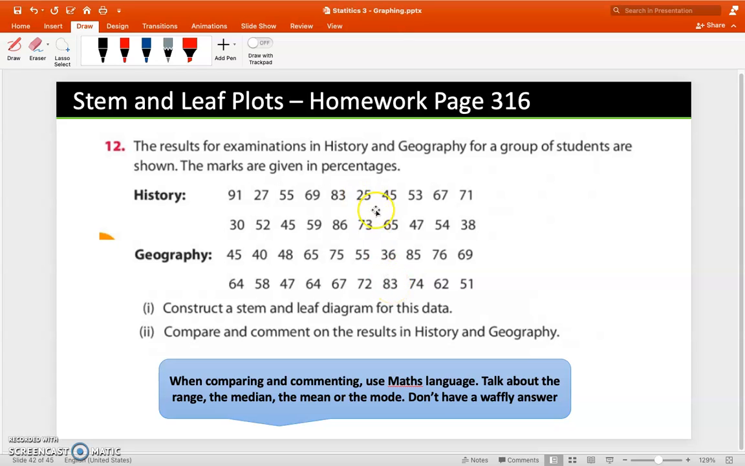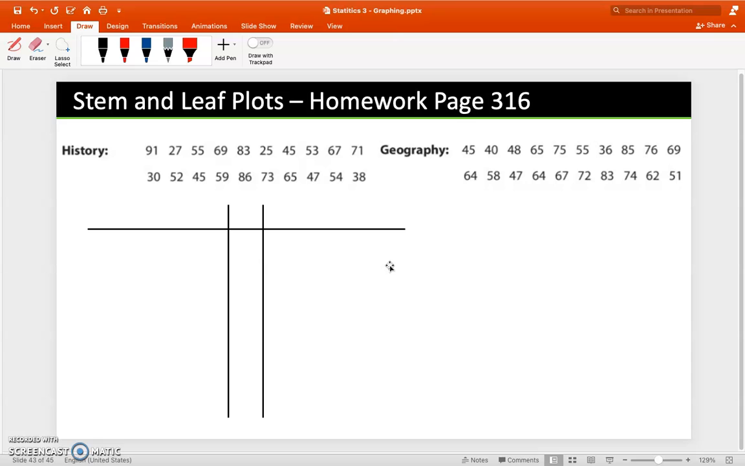So one thing to say is maybe the history teacher isn't as good as the geography teacher, because nearly everybody's passing in geography except for one, but there's 2-3 people failing in history. So yeah, try to use your median, your mode, or your range. That will give you more info. So when you're starting it off, it's going to look something like this.